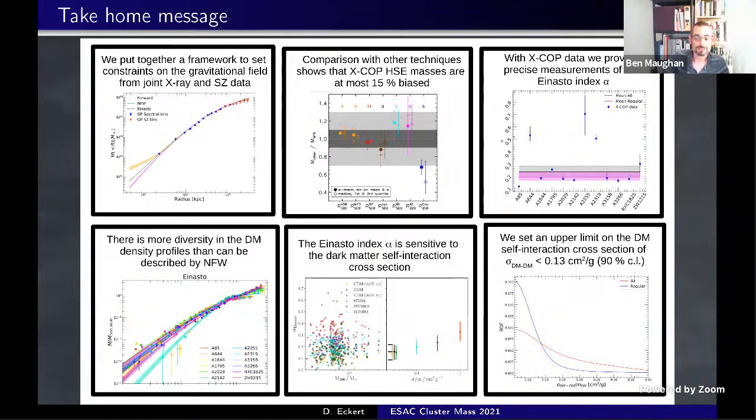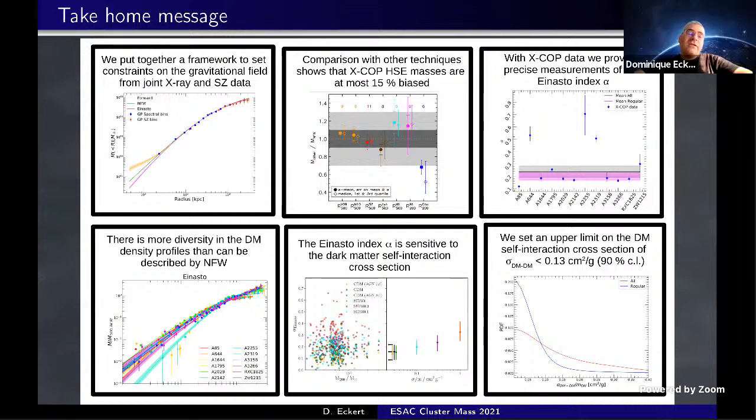Well, there was one question in the chat. What about the SZ X-ray peak offset? Does that affect the result of your sample? It does, of course. And that is why we apply the criterion of selecting systems that are X-ray regular, so they have a low centroid shift.